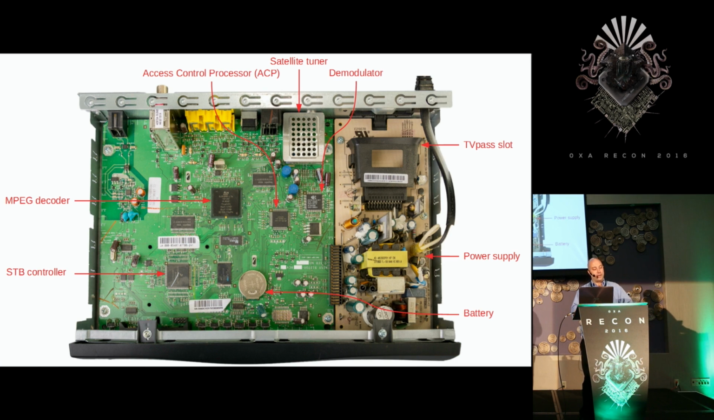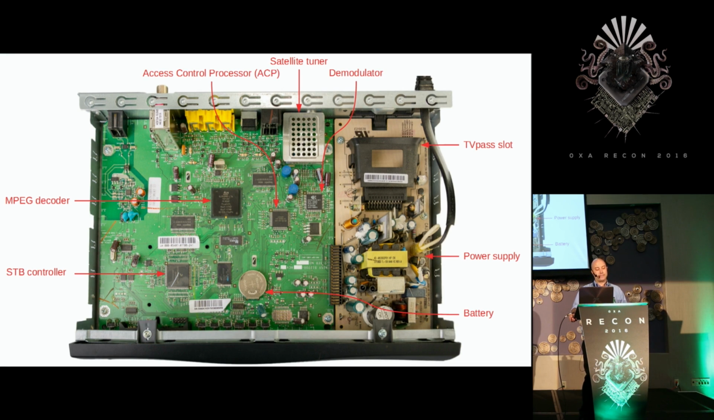Inside a set-top box for a satellite system, we can see the main components. The signal enters the tuner and is passed through the demodulator, which outputs a serial transport stream. The transport stream passes through the ACP, the access control processor, and is then sent to the MPEG decoder, which outputs the video signal to the TV. There's a 68K microcontroller that acts as the set-top box main controller.